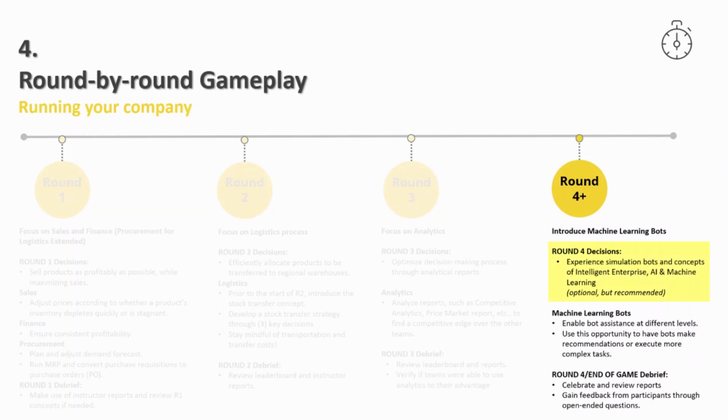Round 4 decisions. As an instructor, you can decide whether to assign the bots yourself to the teams, or you can enable the option to decide for themselves. One of our favorite ways to introduce the bots is to enable teams to select which bots, if any, they would like to use for the team. They can then decide whether to use them as an assistant or automated bot.